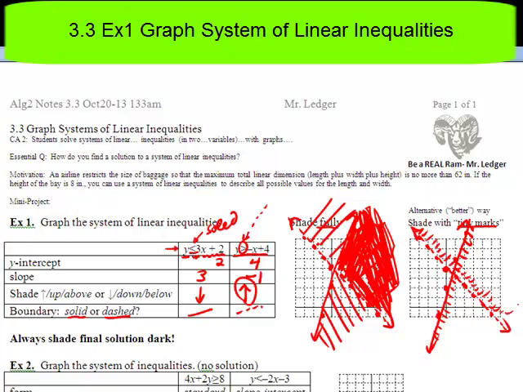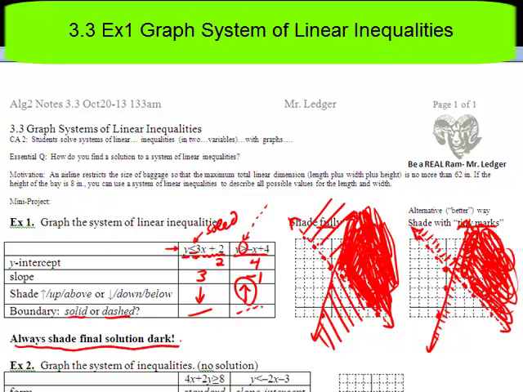And now look at it to see where the solution is. You can see that's shaded here, and it's shaded here. So you can shade the whole area here. You can use either technique. You could use different colors. You could use different patterns. For me, it's easier just to use the little tiny marks. Always shade the final solution dark, so there's no question where the solution is.